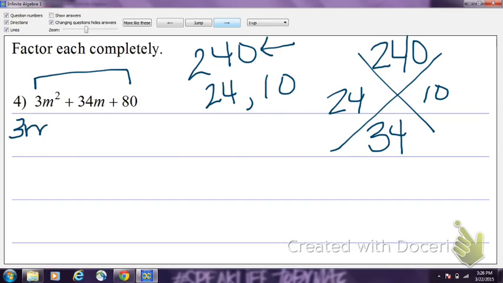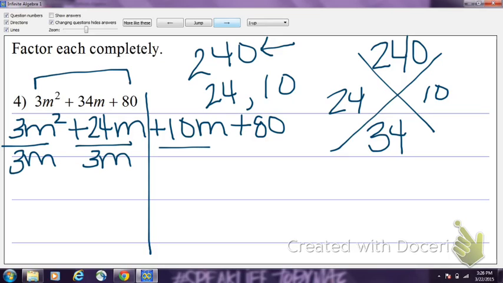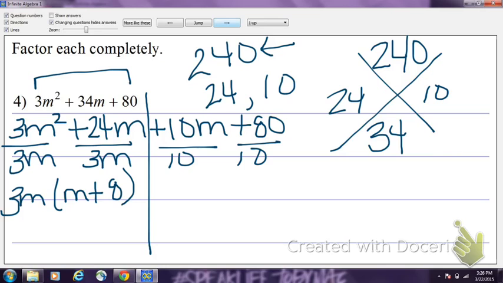And now we go ahead and rewrite it. We keep the outers the same, and the inner is replaced with 24m and 10m. We split this, and we go ahead and take out the GCF of each. So here it's 3m and 3m, and 10 and 10. So we take out that GCF and put our answer in parentheses. And they should end up matching.